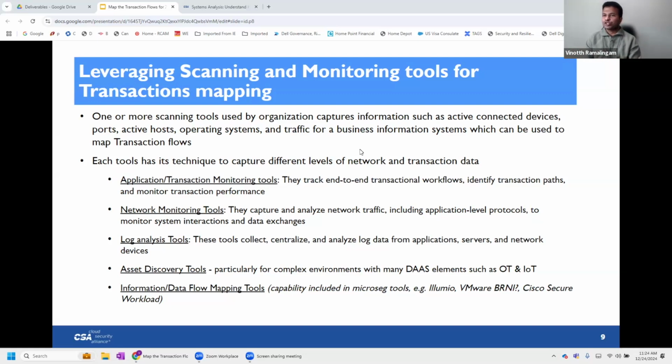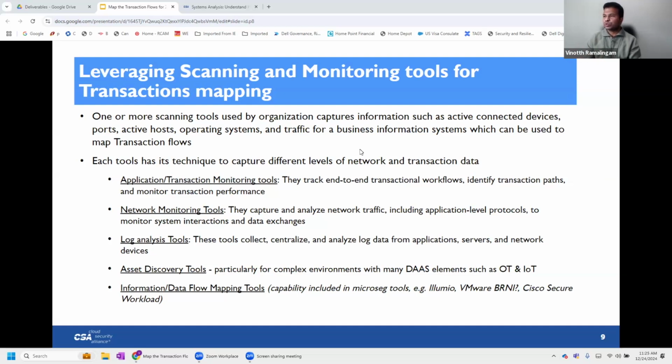For example, application monitoring tools, which track the transaction flows, trace the path, and monitor the transaction performance. Then network monitoring tools, which many organizations use to monitor and analyze their traffic, which should provide the protocol details, the data exchanges, the entry and exit points, the header, and other structure of the transaction. Then the log analysis tools. And then people have been using asset discovery tools, especially in OT and IoT systems. And then data flow mapping tools like microsegmentation tools, some of which are Illumio, VMware, vRNI, Cisco Secure Workload.